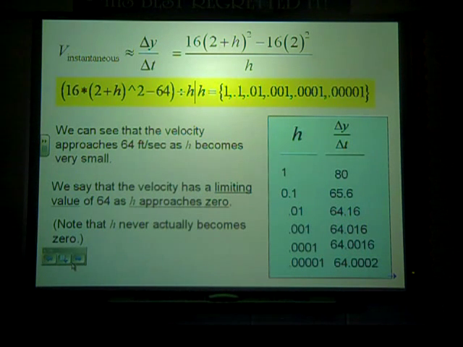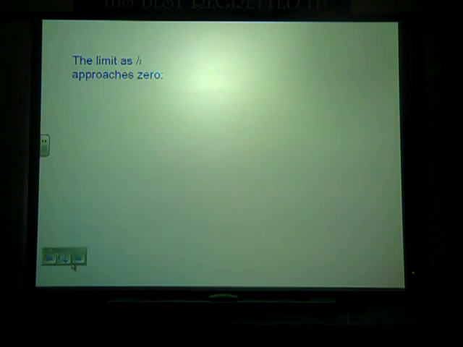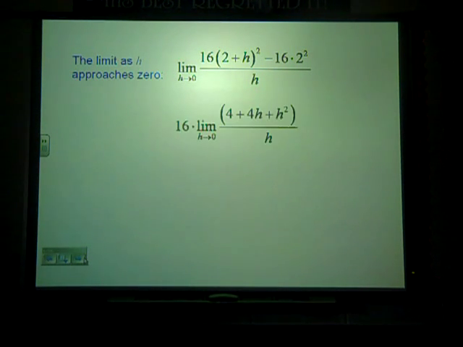So we say that velocity has a limiting value of 64 feet per second as h approaches 0. Now h can never equal 0 because we can't have 0 in the denominator of a function, but it can get very close. So this is one way to find these velocities. We call that the limit, finding the limit as h approaches 0. We read this as the limit of 16 times (2 plus h) squared minus 16 times 2 squared, all over h.